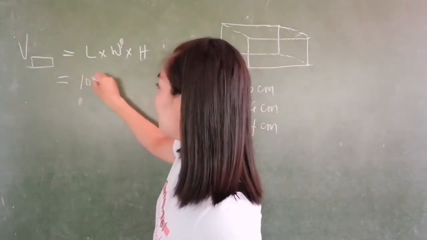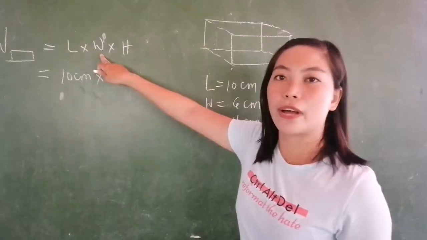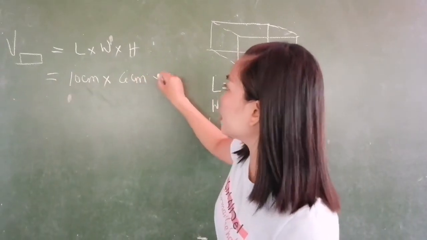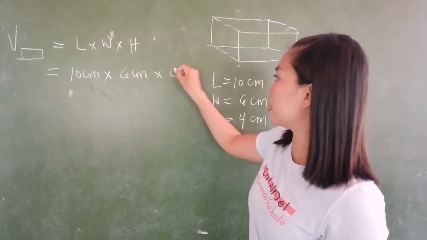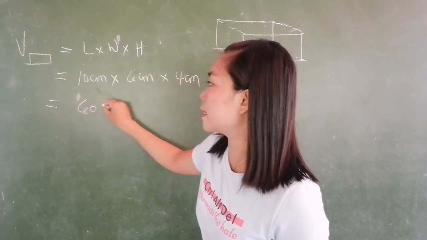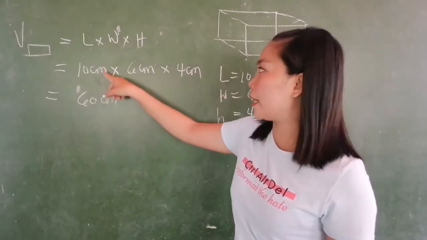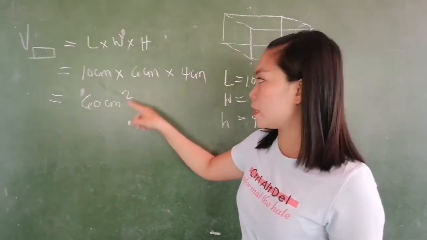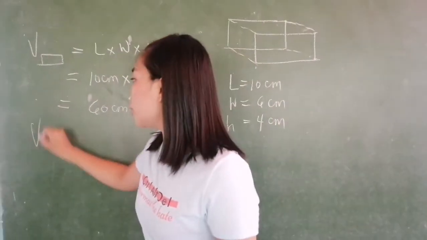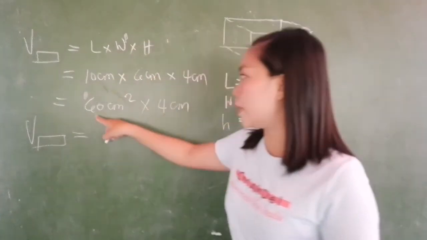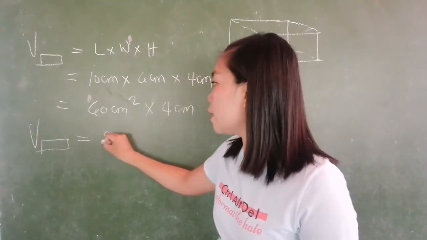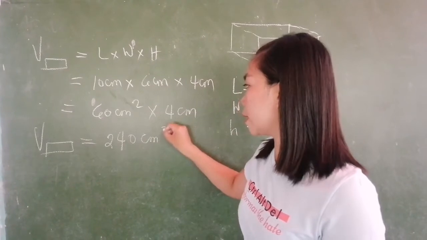So, you have 10 centimeters times, what is the value of W? You have 6 centimeters. And the height is 4 centimeters. Now, let's multiply. 10 multiplied by 6, of course, 60 centimeters squared. Kasi i-multiply natin, di ba? Centimeters multiplied by centimeters, you have centimeters squared. Multiplied by 4 centimeters, so the volume of a rectangular prism is equal to, what is the answer? 60 multiplied by 4, you have 240 cubic centimeters.